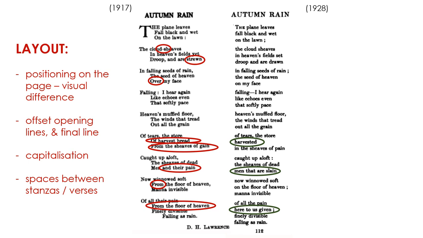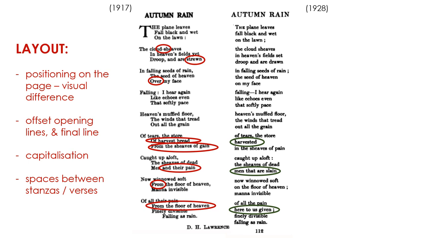"Over my face", later "on my face". Perhaps a more significant change: "harvest bread" becomes "harvested". And if we're thinking about these men being harvested, then that change might play into that interpretation. From "the sheaves of gain" in the earlier version, to "the sheaves of pain" in the later version. And that is perhaps a significant difference, moving from the sheaves of gain, of harvest bread being a gain, to these men being harvested and the sheaves of pain. So there is a bit of a difference there.